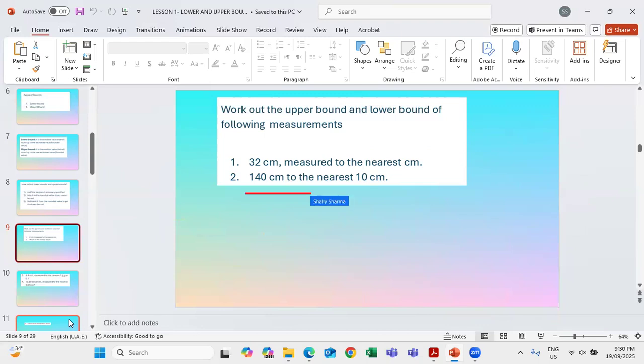140 centimeters to the nearest 10 centimeters. So here the limit of accuracy is 10 centimeters.